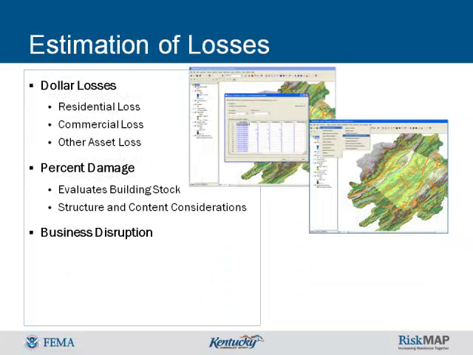With the use of HAZUS and the AAL data, an estimation of losses for various flooding events can be determined for residential losses, commercial losses, and other assets. If content data is available, estimates for content losses can be made. The percent damage estimate can also be made for potential damages to the structure and the contents therein. Last, business disruptions can be estimated as well as potential population displaced by flooding events.